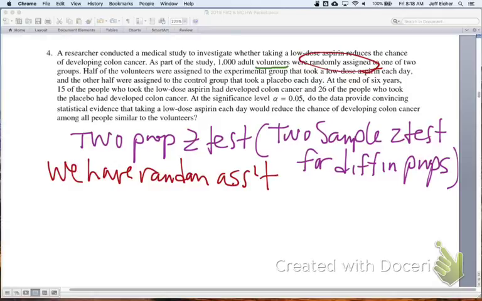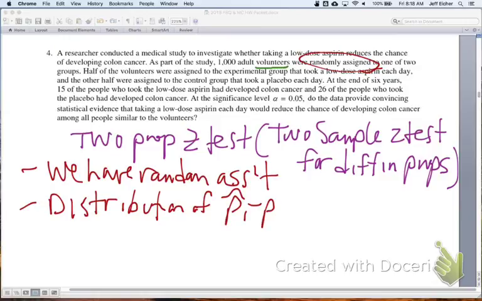Next, we need to check, is the sampling distribution roughly normal? Is the distribution of the difference in p hats, p hat 1 minus p hat 2, roughly normal? Which it will be.